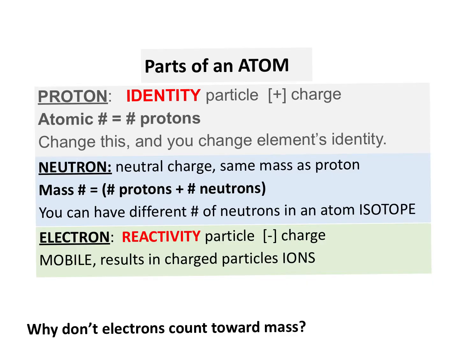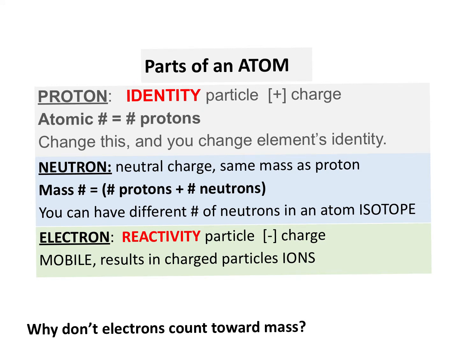The first thing I want to discuss are the parts of the atom. Now, I understand that this is review, but it is important that you understand the way that we reference the parts. So the first one would be my proton. This is always the identity particle, and it's also my positive charge.